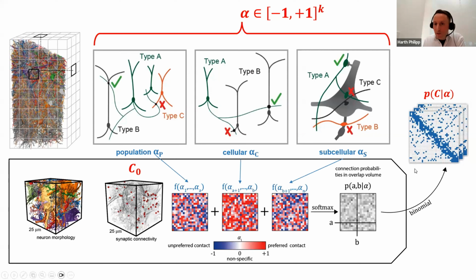And the third category, the subcellular alpha S category, simulates wiring preferences that refer to which postsynaptic compartments synapses are established on. Here usually we distinguish synaptic spines, apical dendrite, basal dendrite, the soma area, and also synapses can be established at the axon initial segment of postsynaptic neurons.